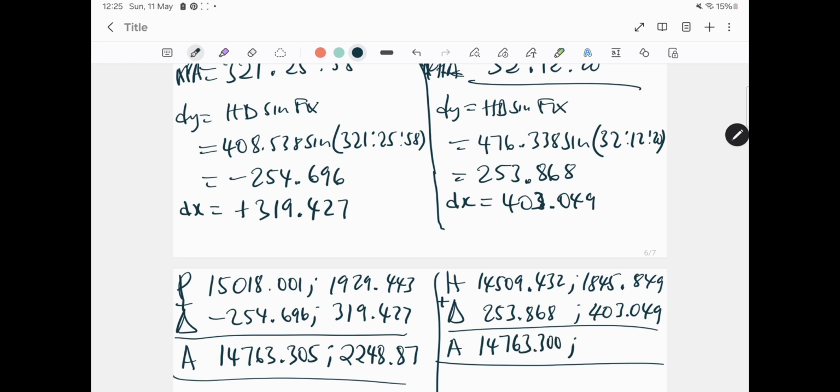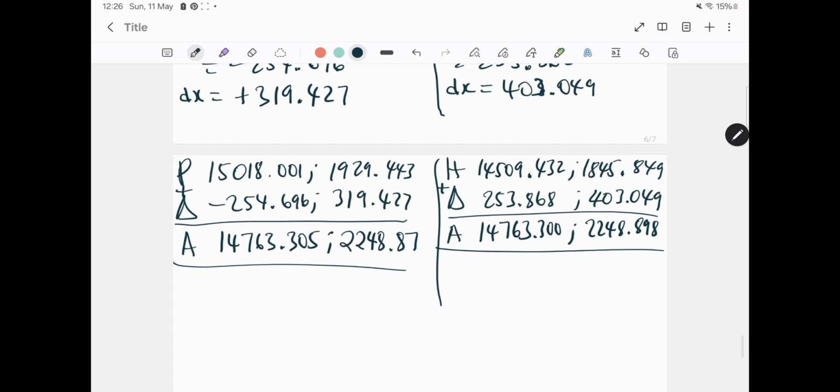14,763,300. Then 1845,849 plus 403,049. So this side we're getting 2248,898. But these numbers are different, so you do what we said you should do when they're different. You find out the averages.